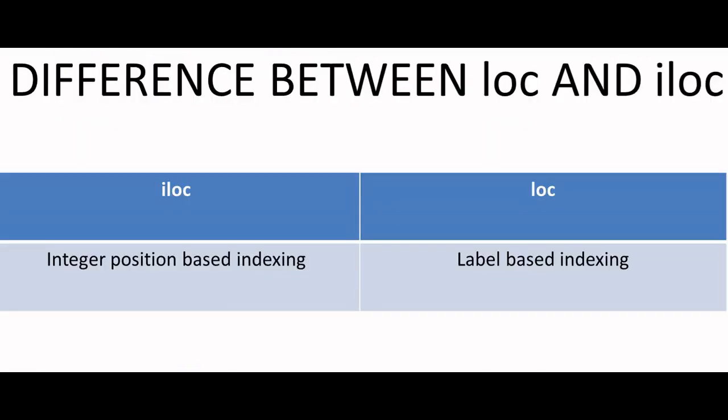Let us start with the difference between LOC and ILOC. LOC is label based, which means that you have to specify rows and columns based on their row and column labels. Whereas ILOC is integer position based, so you have to specify rows and columns by their integer position values. That means 0, 1, 2, 3, etc.